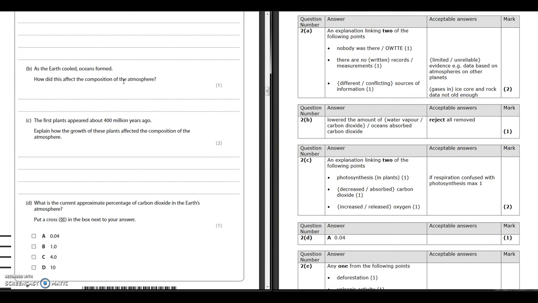to. Part C, plants. Instantly you're thinking photosynthesis, aren't you? And look, there it is on the mark scheme. Magic. Explain how the growth of plants affected the composition of the atmosphere. Well, we've already got a mark for saying photosynthesis because you're a genius like that. And you just describe what it does. So it takes in the carbon dioxide and it is releasing oxygen.